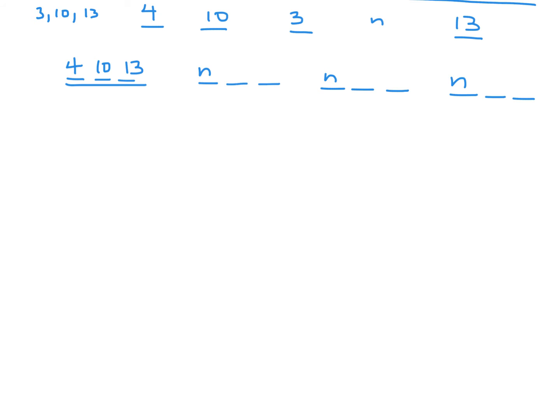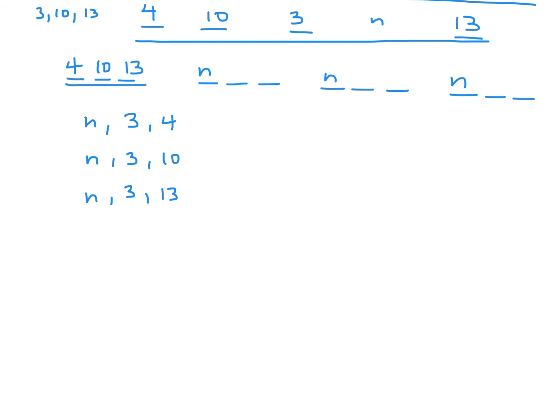So for each of these, I've got to have an n and then 2 other numbers. So what are my possibilities? I could have n, 3, and 4. I could have n, 3 and 10. I'm choosing, of course, from up here, right? What else can I have? N, 3, and 13. N, 4, and 10. N, 4, and 13. And n, 10, and 13. Does that cover everything? I think so.